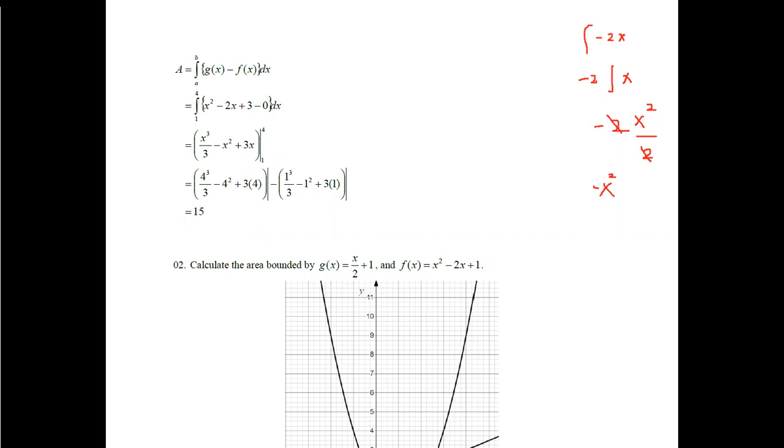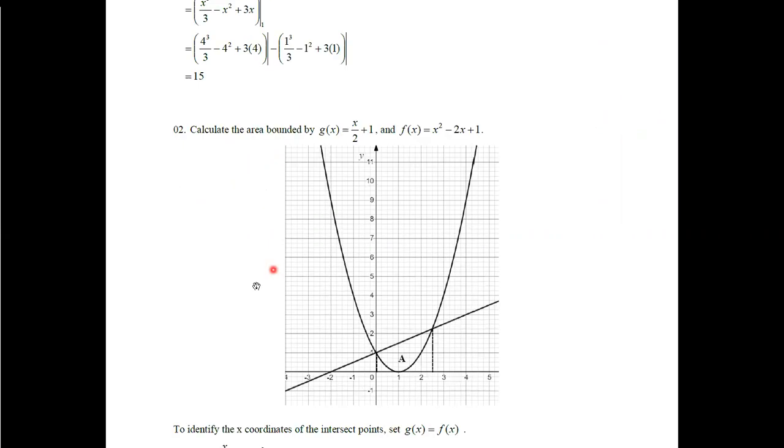function. And now we will discuss another example related to this, and here it is asked to calculate the area bounded by the functions g(x) and f(x). Here this is the only thing that they have given for us. They asked us to calculate the area bounded by g(x) equals x divided by 2 plus 1 and f(x) equals x squared minus 2x plus 1.